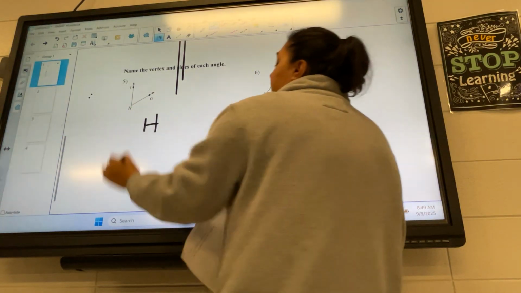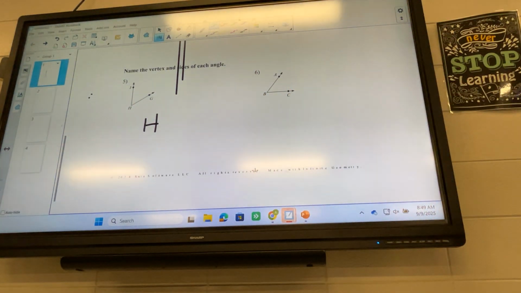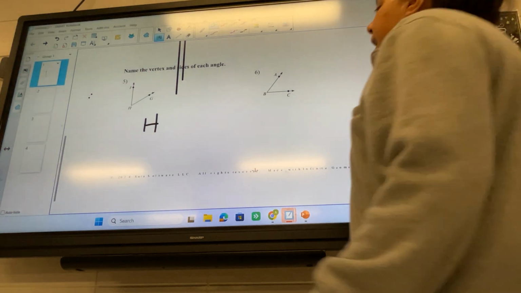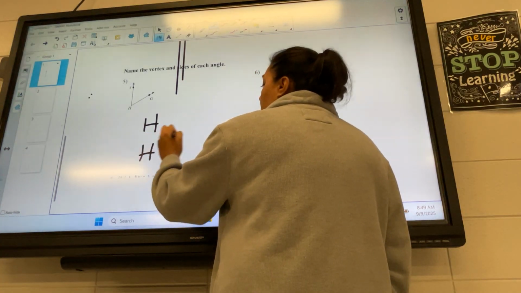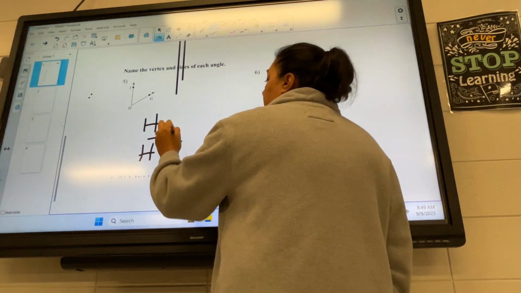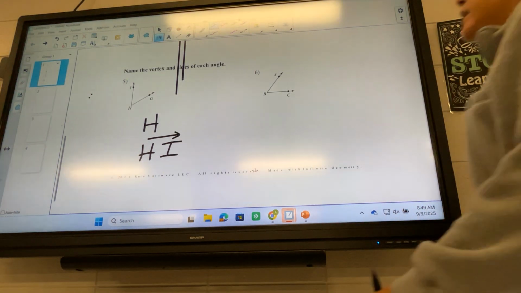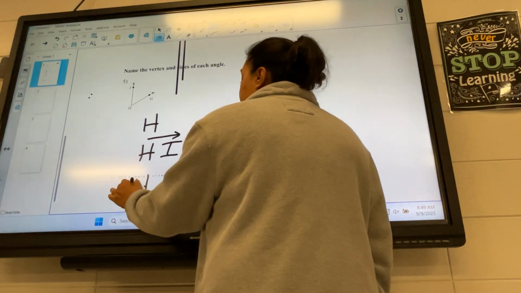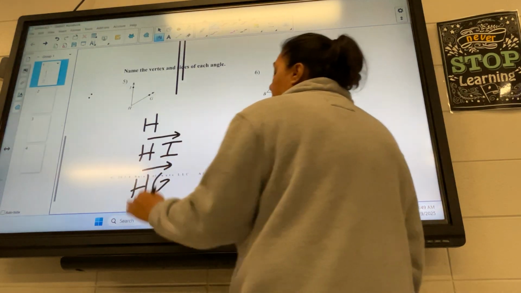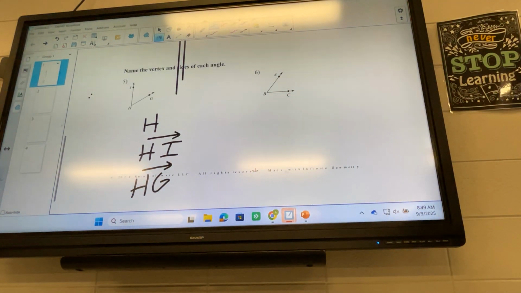Okay, the vertex is H. And then it says name the sides. How many sides are there? There are 2. Okay, so we say HI for one side. And what is the other side? HG. You do need the arrow above it, so make sure that you have the arrow above it. And you do have to have capital letters. No lowercase letters. It needs to be capital letters.